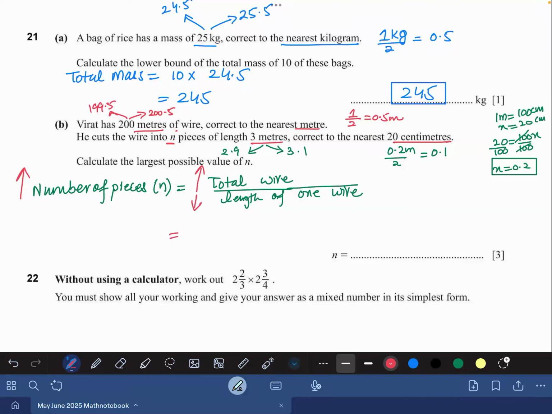So the upper bound of total wire is 200.5 and the lower bound of the length is 2.9. So can you please divide this and tell me, 200.5 divided by 2.9? What is the answer?